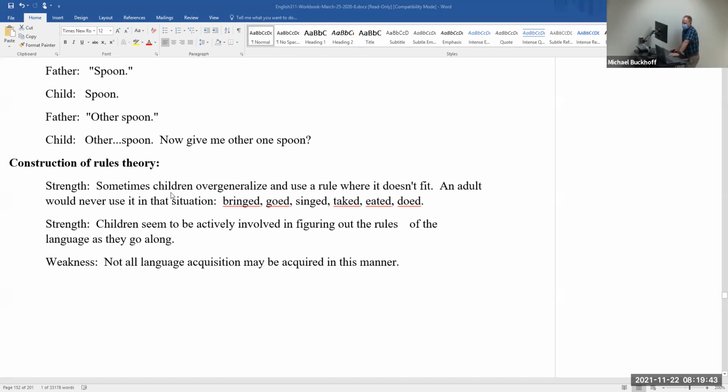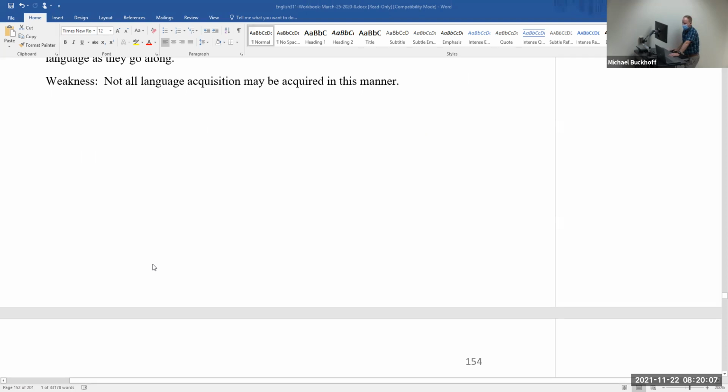Strength: sometimes children overgeneralize and use a rule where it doesn't fit. An adult would never use it in that situation. Bringed, goed, singed, taked, eated, and doed. Strength: children seem to be actively involved in figuring out the rules of the language as they go along. Weakness: not all language may be acquired in this manner.